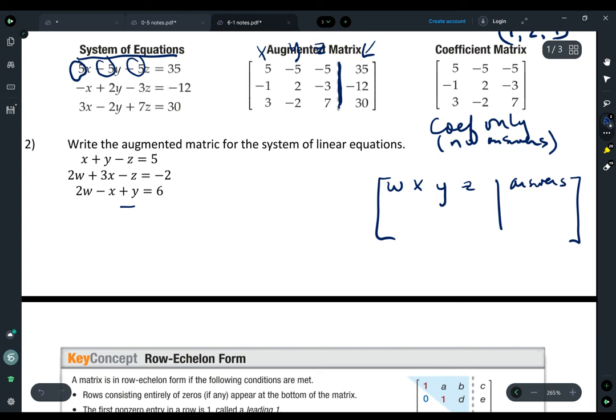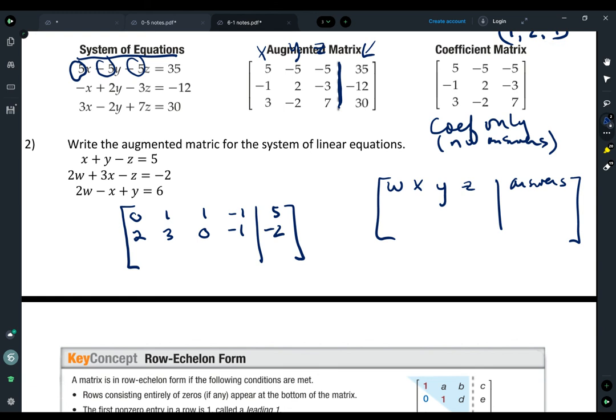So in my first row, because I don't have a w, I'm going to put a 0 here as a placeholder, and then a 1, 1, negative 1, and then we'll have a 5. In my second row, I do have a w and I have an x, but no y, so the y column is going to get a 0. So we're just taking our equations and making a number grid.